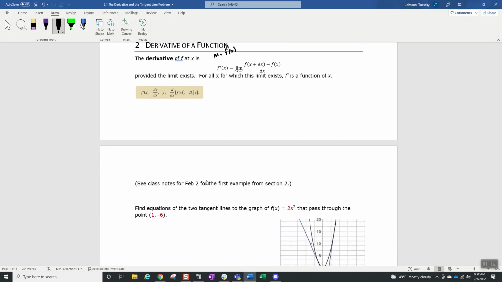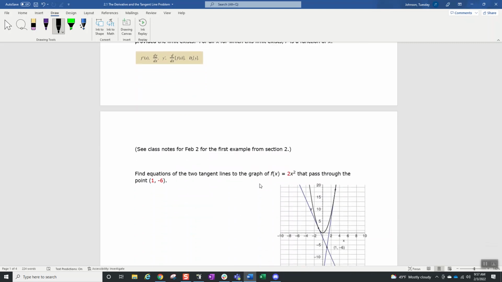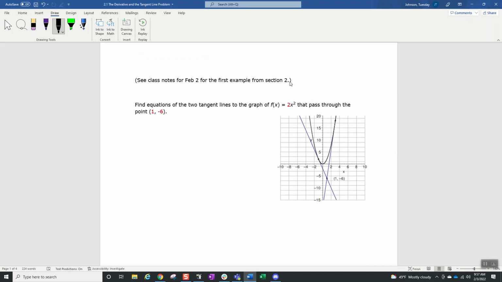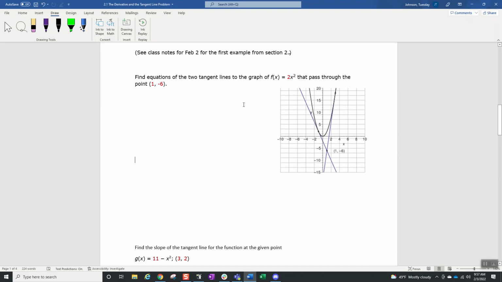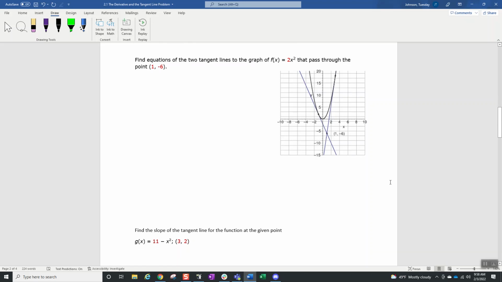I did, I think, one example from February 2nd in the notes, and those are absolutely ready for you to look at. See class notes for February 2nd for the first example from section 2.1. So where I left off with both classes, it was either in the middle of this problem or right before this problem. So I thought we'd pick it up again here.